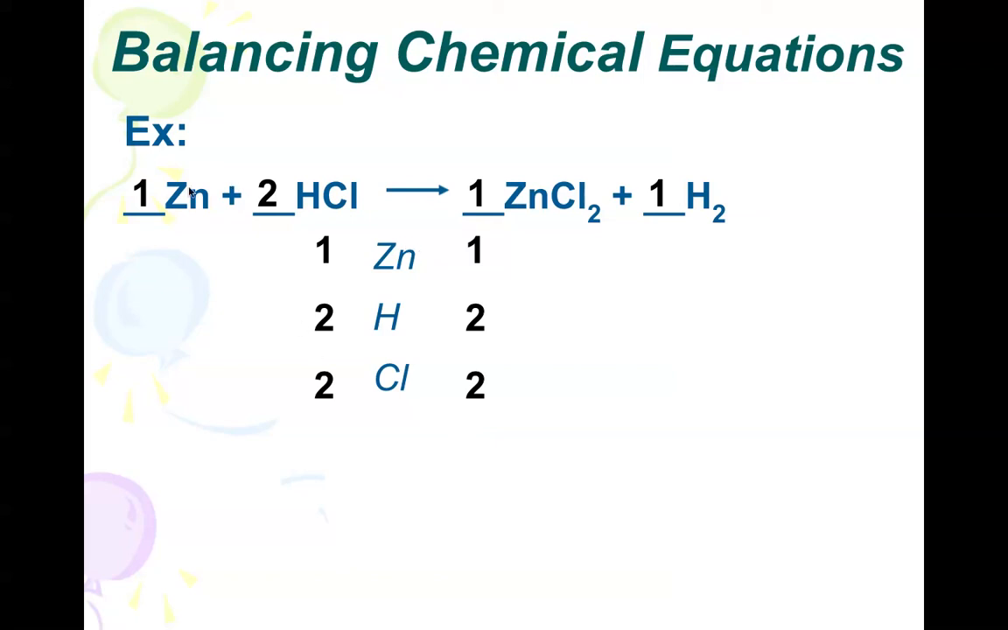And also remember that sometimes you might get bigger numbers, like 2, 4, 2, 2. Now that'll still balance, but be careful. We could have 100, 200, 100, 100, and it would still balance. We don't want that. We want the lowest whole number coefficients to balance. So if you can divide them all by 2, for example, please do so to get your final answer.